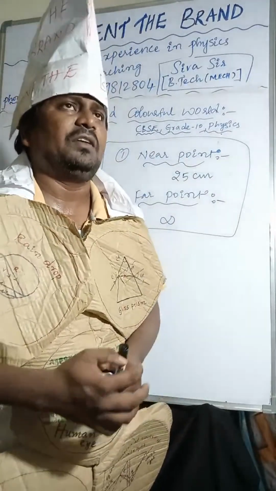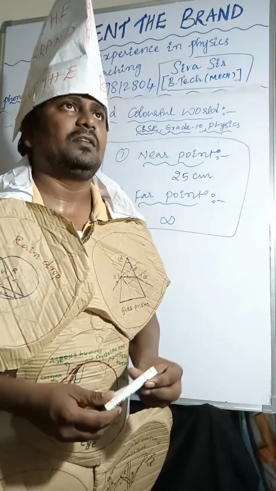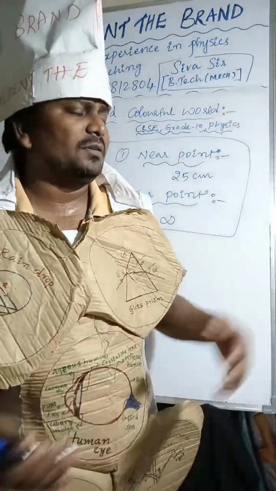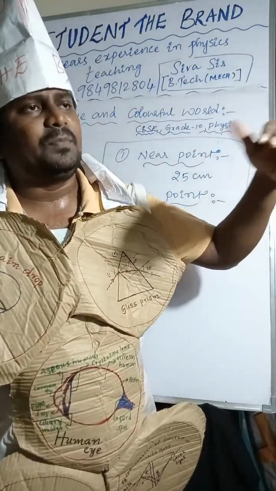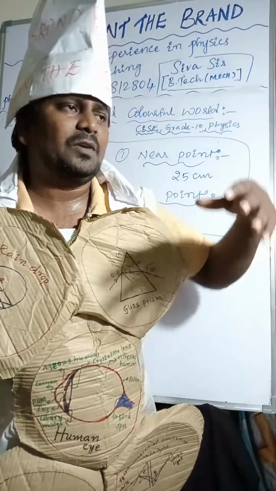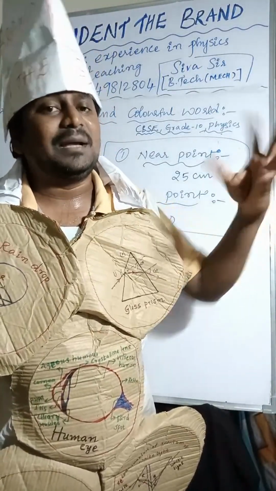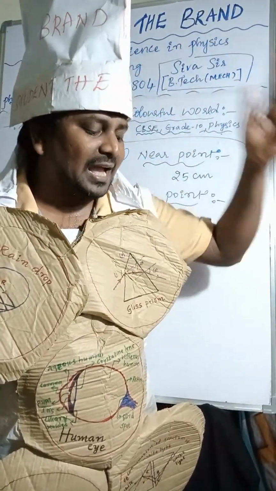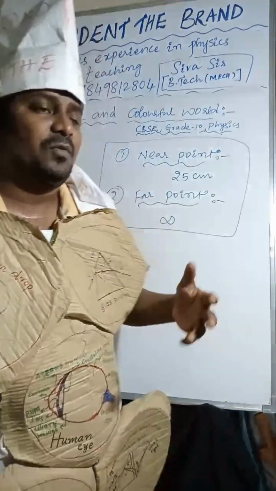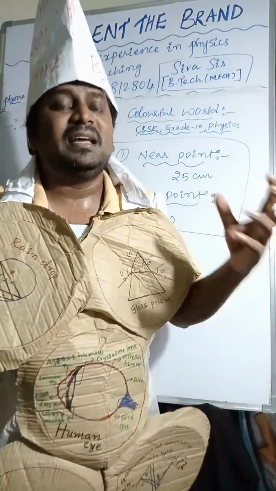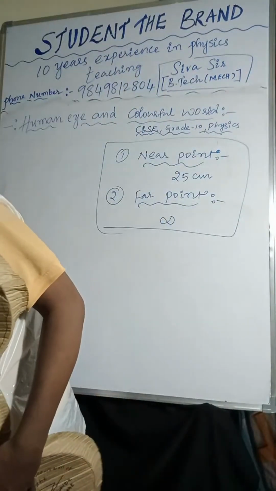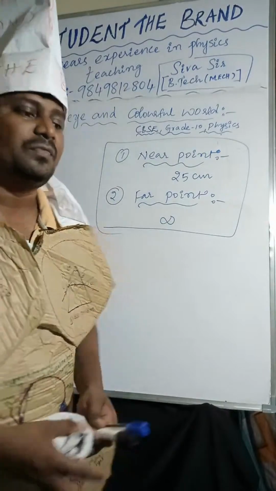So next, we are going to discuss the defects. Normally some people can't see near distance objects, some people can't see far distance objects, or sometimes people can't see near as well as far distance objects. So what is the problem? What is the concern? Here the concern is that the person has refractive defects.